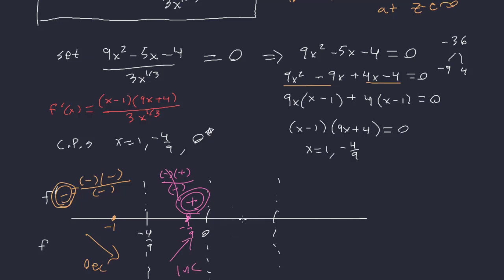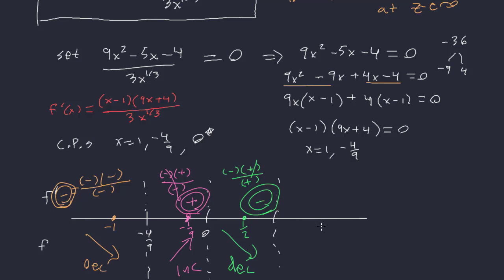All right, now a value between 0 and 1, of course, probably the simplest one I could think of would be 1/2. 1/2 minus 1, that's going to be negative in that first piece. 1/2 times 9, that's positive, plus 4, that's positive, so that's a negative times a positive. And then plugging a positive into x to the 1/3 will be a positive. So we have negative, positive, positive, and so we end up with negative ultimately here. So in this region, once again, f is decreasing.